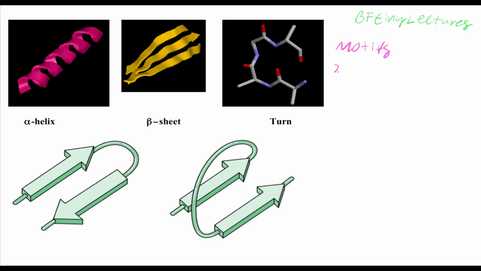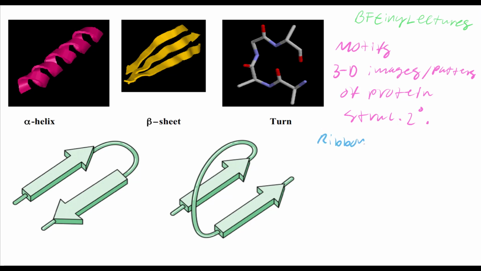So just 3D images or patterns of protein structures. More specifically, secondary protein structures. Okay, so everything we're doing right now is for secondary protein structures, and essentially, they're arranged in the most stable geometries. Okay, and if you want to get into the specifics, they're often called ribbon diagrams.